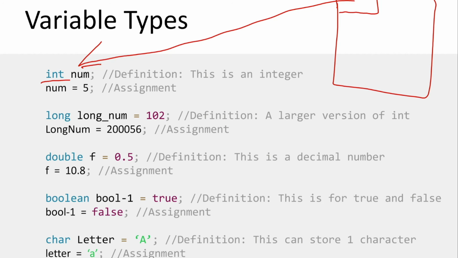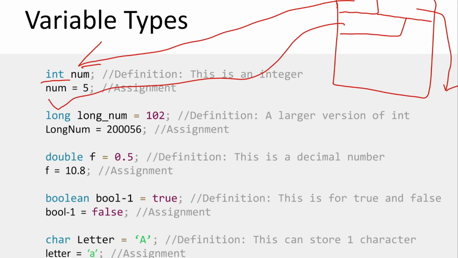Now, let's say we have another int, right? Then we have another int over here. Now, let's say we want a little longer number that won't really fit in an int. Well, we can use a long, which is a larger version of an int, and it will allocate even more space so that we can have larger numbers.